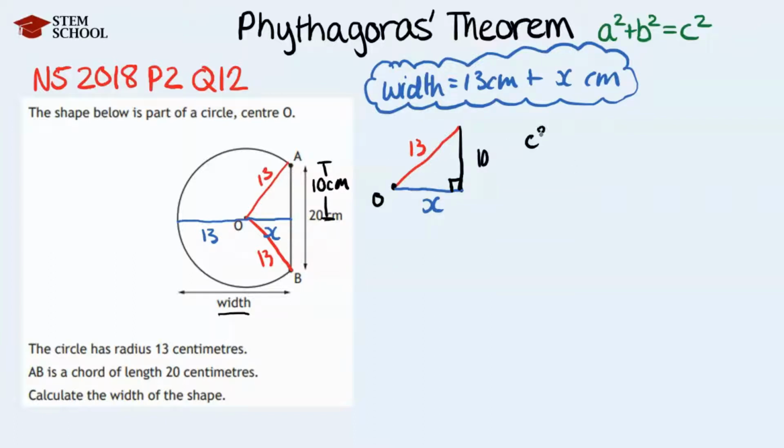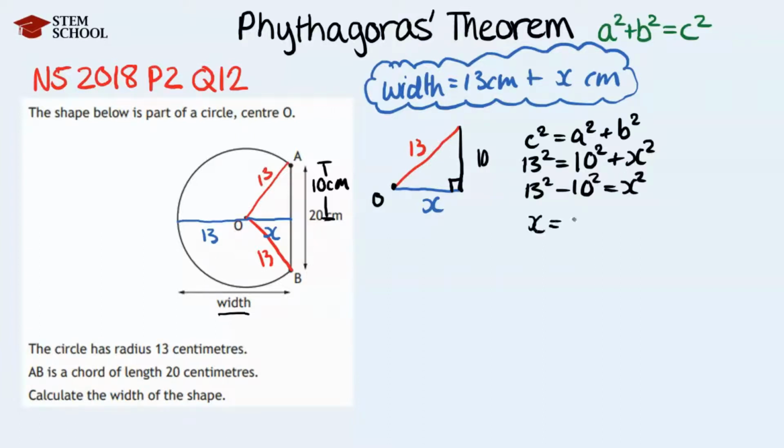We write c squared is equal to a squared plus b squared. So c squared is 13 squared, which is equal to 10 squared plus x squared, right? Then we just rearrange this equation to find x. So 13 squared take away 10 squared is equal to x squared. Then just take the square root of that. So x is equal to the square root of 13 squared take away 10 squared. Since this is a calculator paper, we just pop that in, and x is equal to 8.31 centimeters.